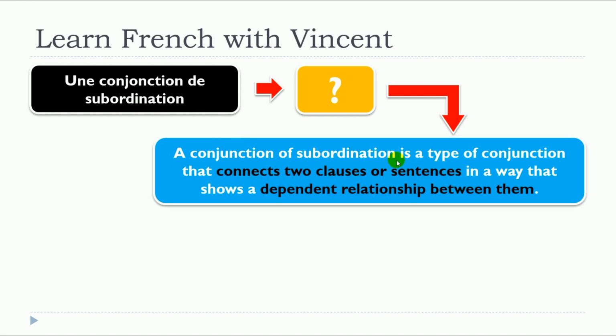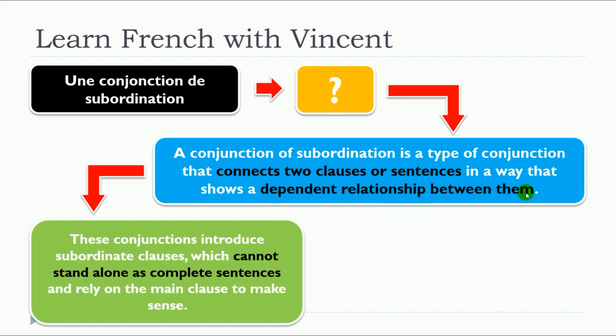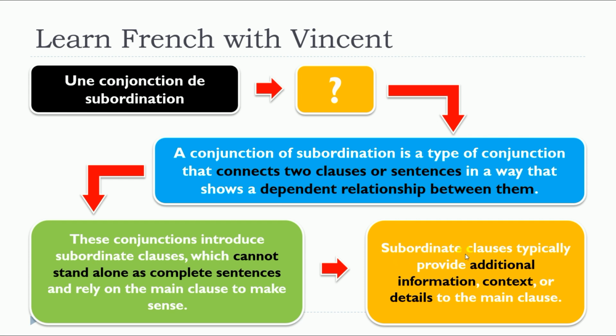A conjunction of subordination is a type of conjunction that connects two clauses or sentences in a way that shows a dependent relationship between them. This is really, really important, this concept of dependent relationship between them. So these conjunctions introduce subordinate clauses which cannot stand alone as complete sentences. So this is the second important thing. These clauses cannot stand alone as complete sentences. And they rely on the main clause to make sense. The subordinate clauses typically provide additional information, context, or details to the main clause.